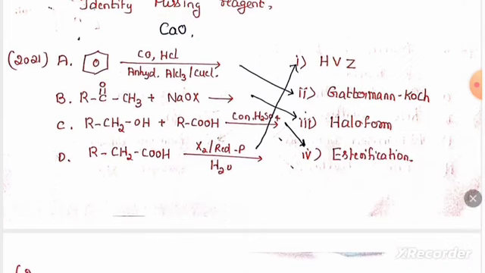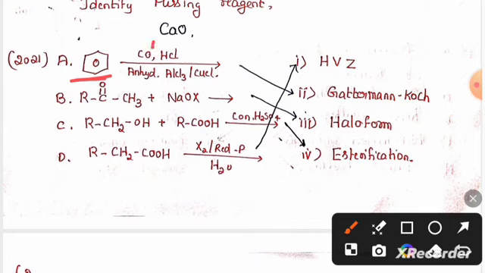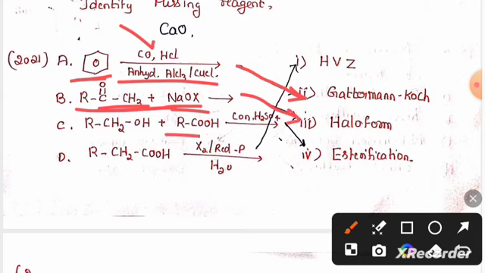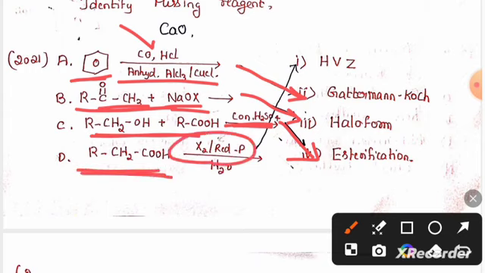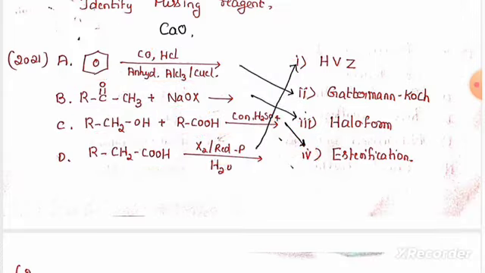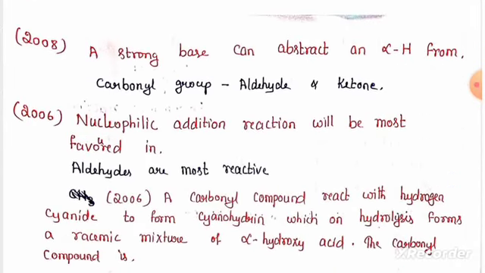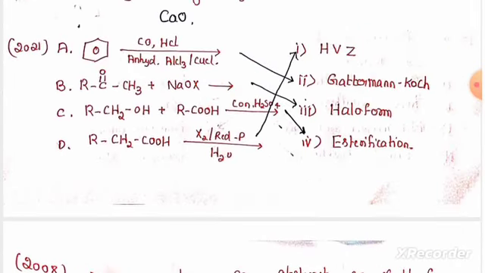One more question, here benzene on treating with carbon monoxide, HCl in the presence of anhydrous aluminum chloride and CuCl. This reaction is Gattermann-Koch reaction. Then there is one methyl ketone on treating with sodium hypohalite. This is a haloform reaction. Primary alcohol and carboxylic acid reacts in the presence of sulfuric acid. This is esterification. And carboxylic acid on treating with halogen in the presence of red phosphorus is a Hell-Volhard-Zelinsky reaction. Like this, you need to match the reaction along with the reactants.